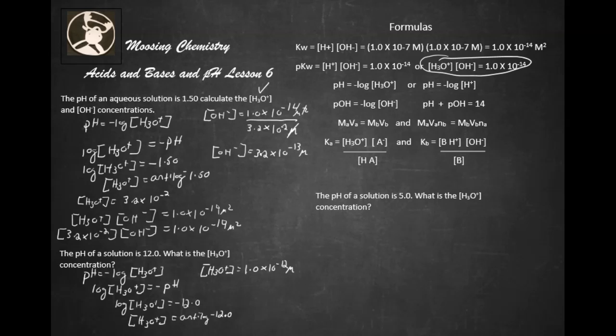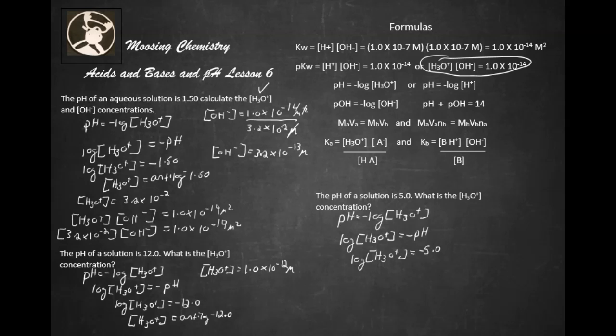All right, let's look at one more to help you out here. The pH of a solution is 5.0. What is the hydronium concentration? Okay, again, we're going to start off with our formula: pH equals negative log of our hydronium ion, right? Okay, no big deal. But we know the pH. So what can we do? Well, that's not a big deal. We simply go log of our hydronium ion equals negative pH, right? So log of H3O positive yields negative 5.0.